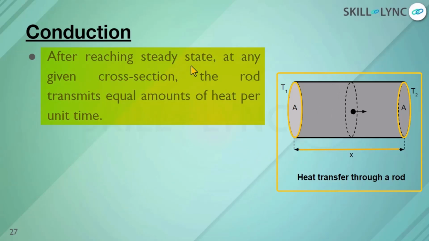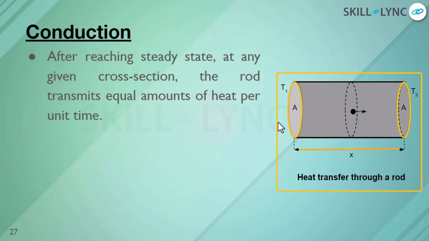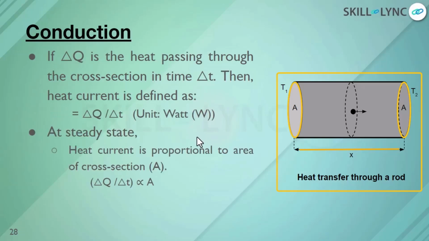After reaching steady state, at any given cross-section, the rod transmits equal amounts of heat per unit time. This statement indicates that when a steady state is reached in the system, every cross-section of the rod transmits an equal amount of heat per unit time. That is, the heat transfer from T1 to T2 is equal per unit time in steady state.